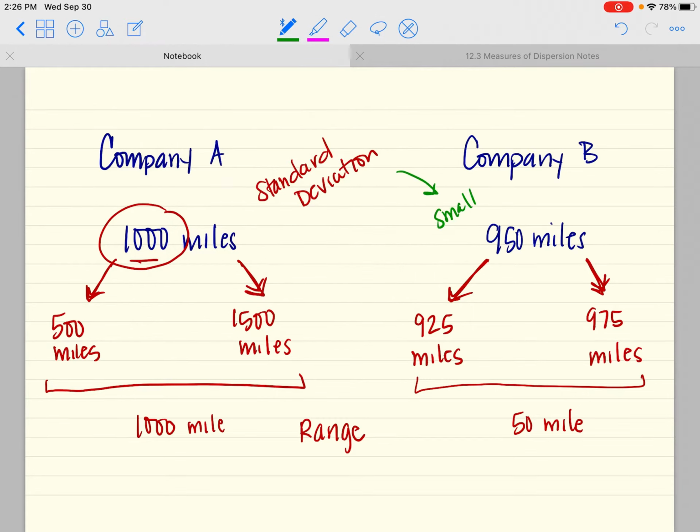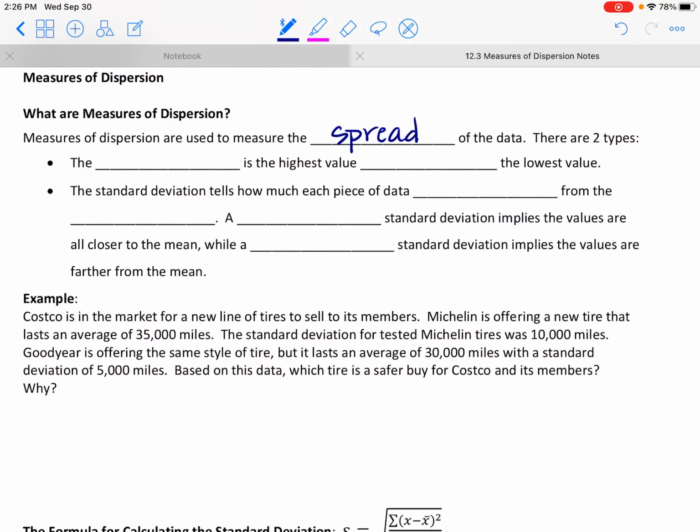Standard deviation would be smaller here, and it would be larger here because these are farther from the mean, and over in company B, they're closer to the mean. So those two calculations, standard deviation and range, are going to be helpful additions to our measures of central tendency. Okay, so going back to our note sheet here, again, measures of dispersion are measuring the spread of the data.